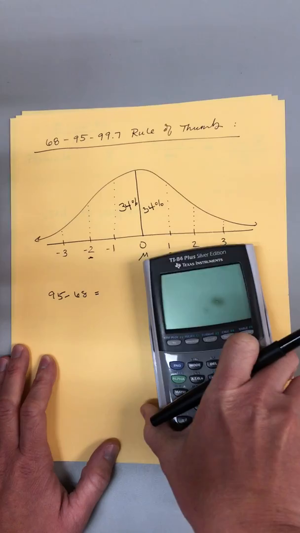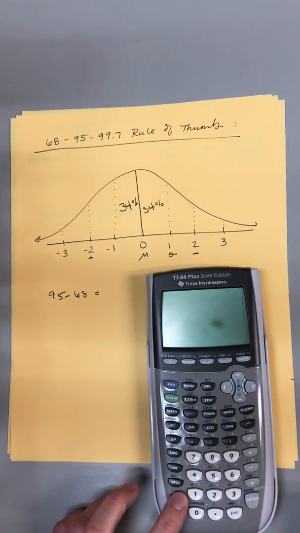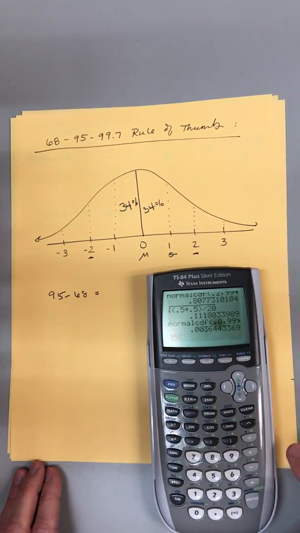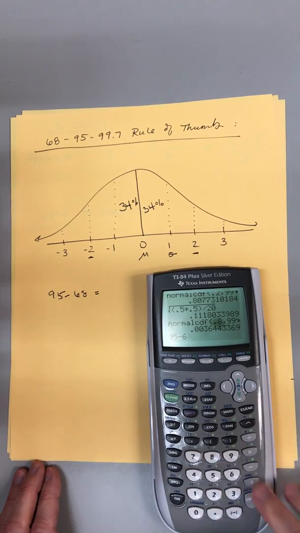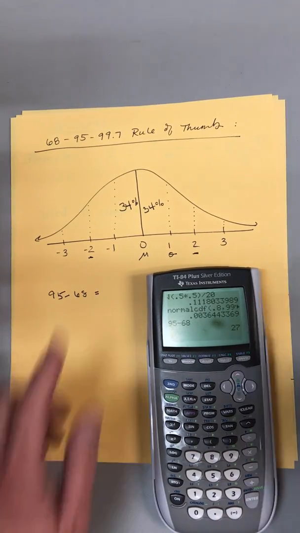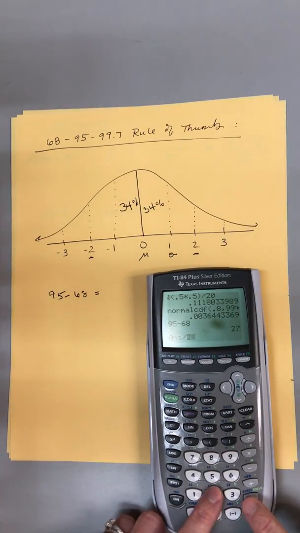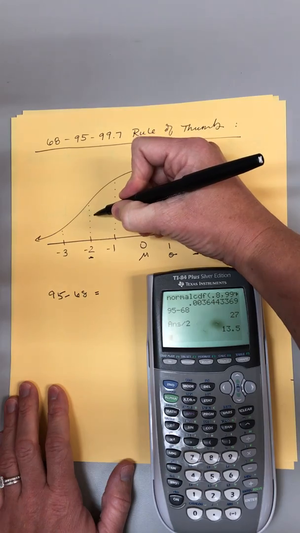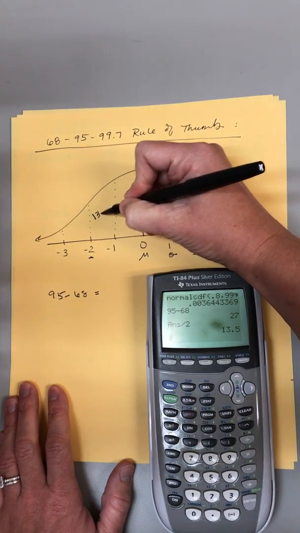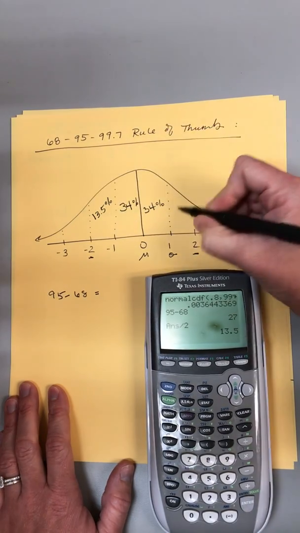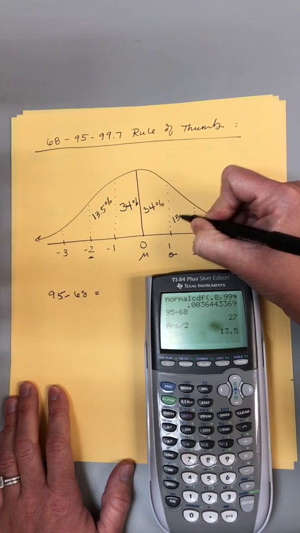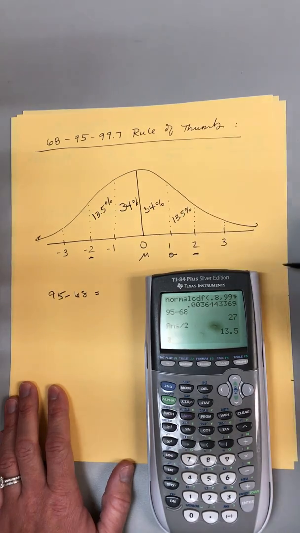So I'm going to take my calculator, turn it on. I will take 95, subtract the 68 that I already used. That means I have 27% left, and I want to split it up equally in these two sections, so I'll divide that in half. And that means this section over here has 13.5% of the data, and this section over here is 13.5% of the data.